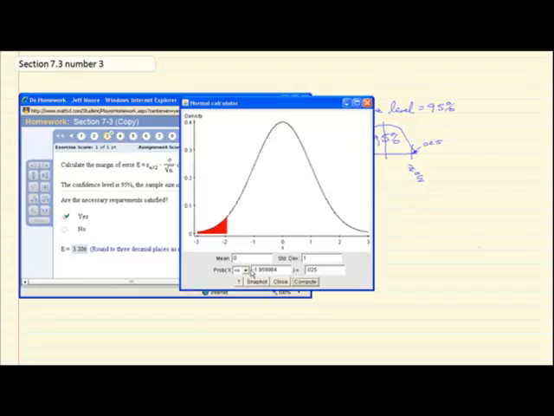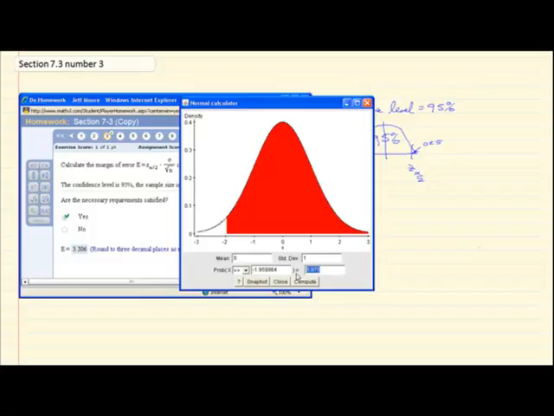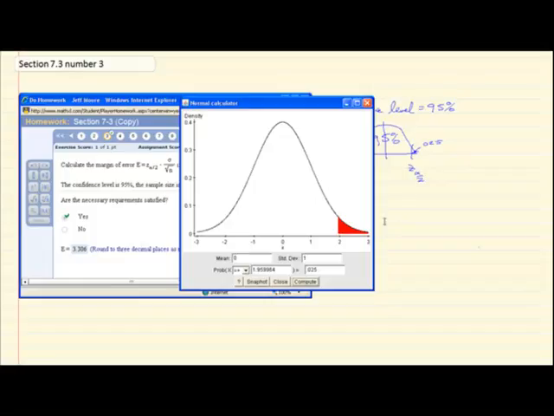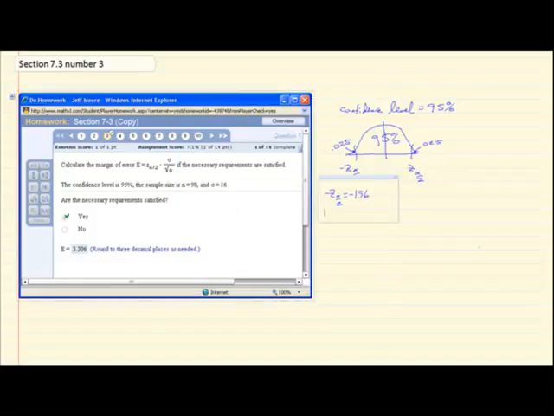Or I can do that by doing greater than whatever that Z value is 0.025. In other words, that 0.025 is up in this tail, and that Z value would be positive 1.96. But the whole point there is that Z here in the formula, Z sub alpha over 2 is 1.96.